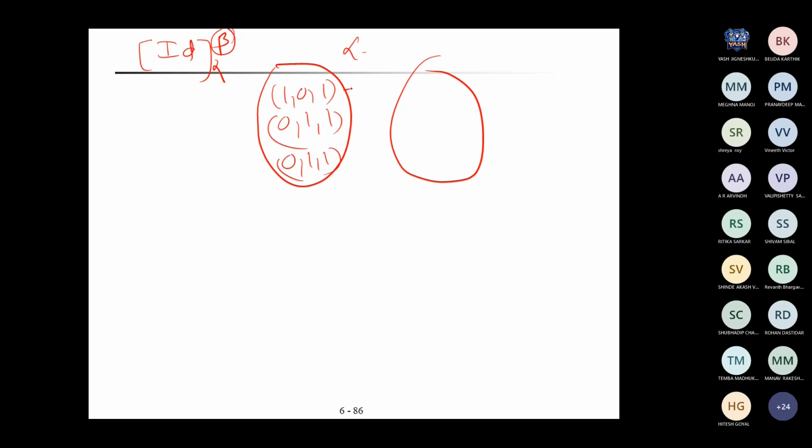See, what is the image of 101? These are the elements of alpha. The image of 101 is 101, because the transformation is the identity transformation. Try to write this as a linear combination: C1 times beta 1, C2 times beta 2, C3 times beta 3. That C1, C2, C3 will be the first column of this matrix.